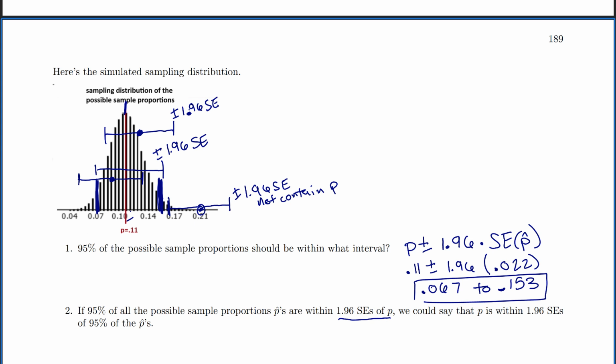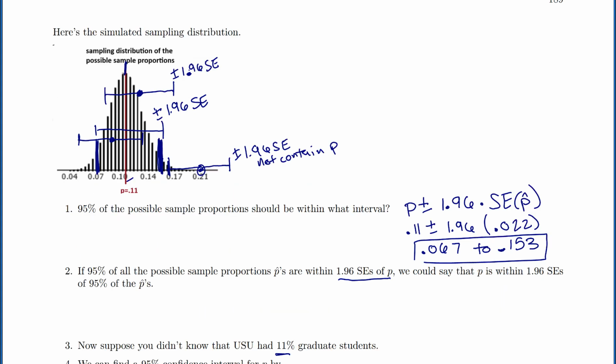Now, it's very unlikely to get a sample proportion way out here. Most of our sample proportions are in the middle, and they give us accurate confidence intervals. But occasionally, we could pick a sample that is so unlucky, so far out on the tails, that our confidence interval does not actually contain our population proportion.